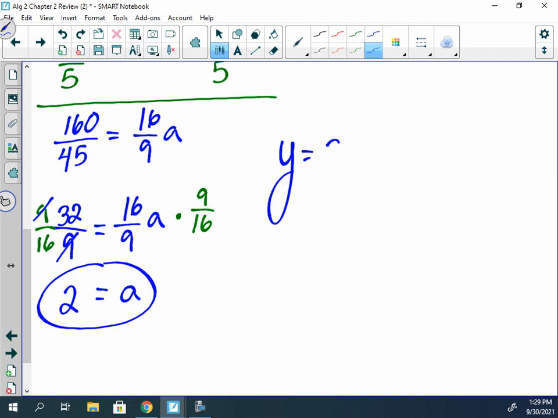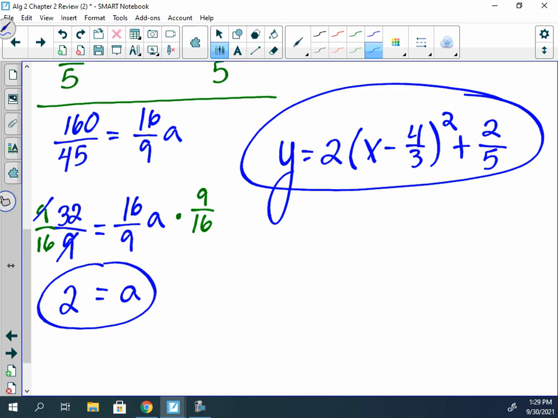Yep, so y equals 2 times (x minus 4/3) squared plus 2/5. For as ugly decimals as they are, we came out with a very nice a value. Questions on this one here?